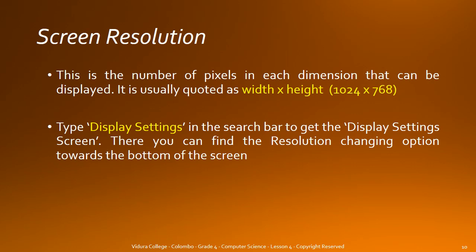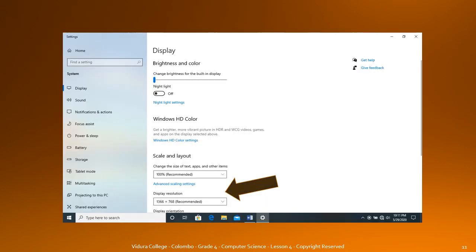To change the resolution, type Display Settings in the search bar to get the Display Settings screen. There you can find the resolution changing option towards the bottom of the screen. This shows you the exact location where you can find the option.